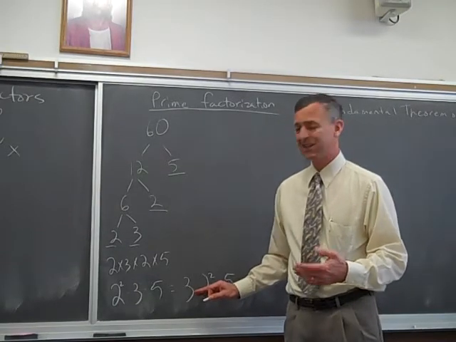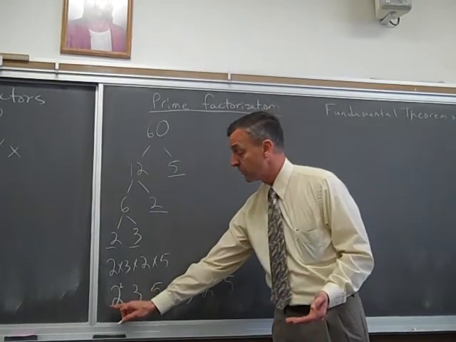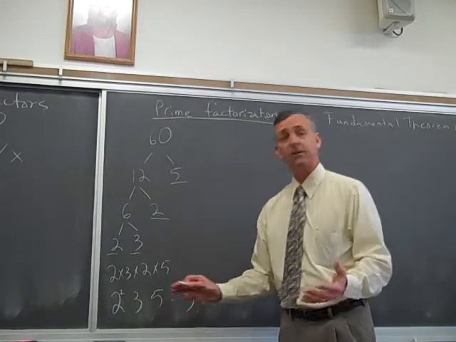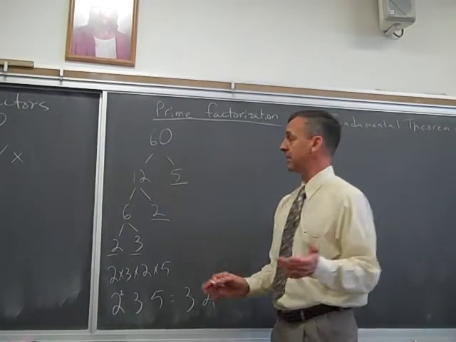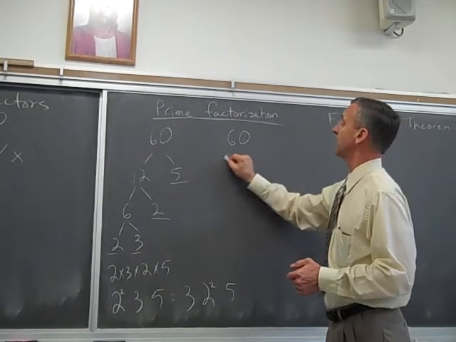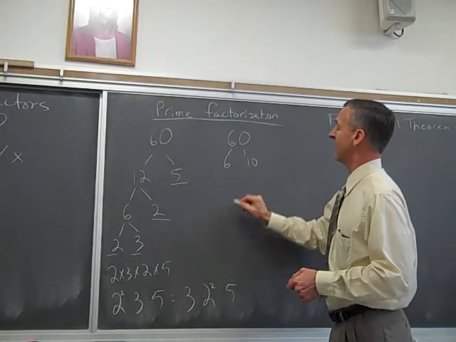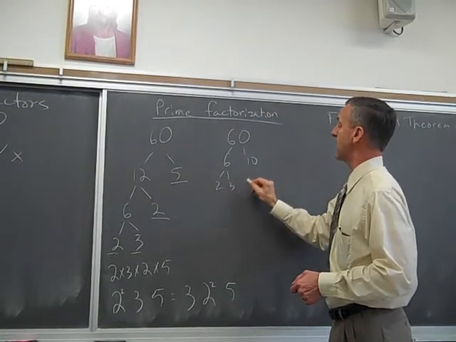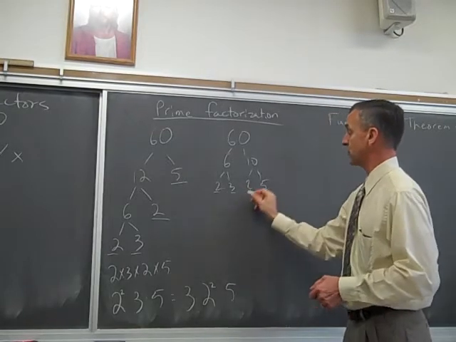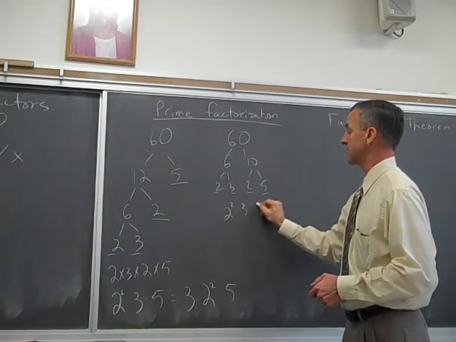In other words, if you were to write it, typically we'll write it with the smallest prime, then the next smallest, and so on, and that is always unique, no matter how you do it. Even if you didn't know that there were 5 dozen, you could start out with 6 times 10, right? And 6 would break down into 2 times 3, and 10 into 2 times 5. And guess what I've got? 2 squared times 3 times 5.